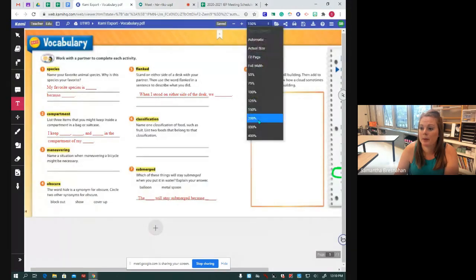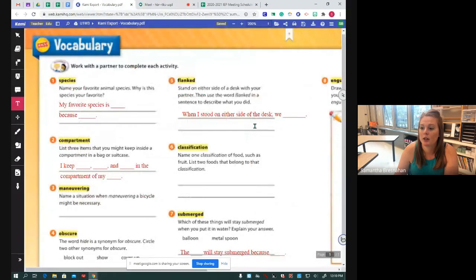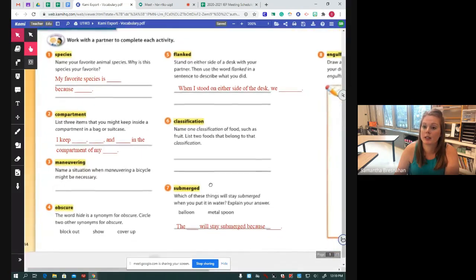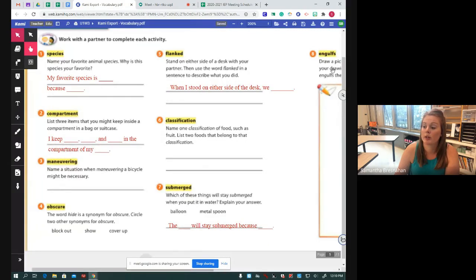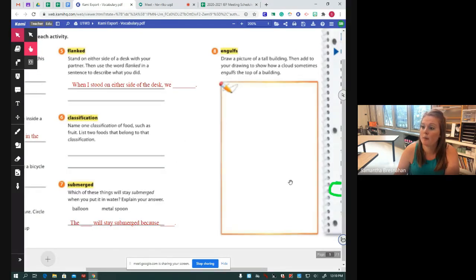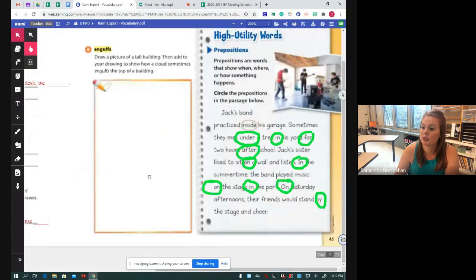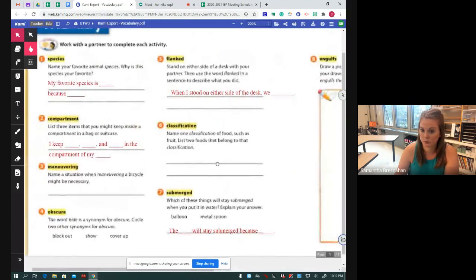And I'm going to zoom in just a bit for you so you can see my page. You are going to read the directions for each number, and we have our 8 vocabulary terms. So you are going to do some type of example for each one of your vocabulary terms. I already did some sentence starters for you on some of them. This one, you have to just name a situation of your own. Number 4, you are just circling. Number 6, you're listing 2 foods, and number 8, you are going to be drawing. I'm not going to have you worry about our high utility words just yet. We'll talk about that tomorrow.